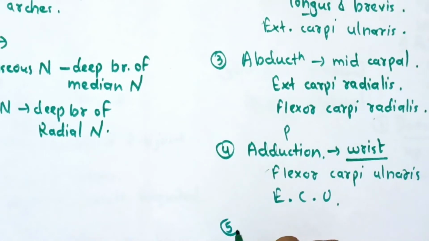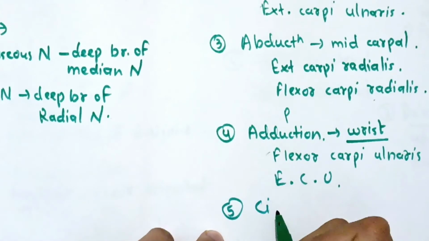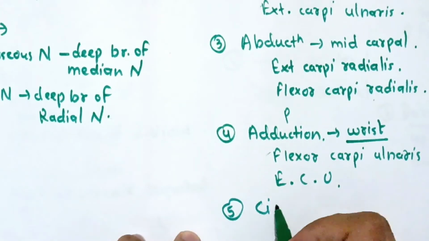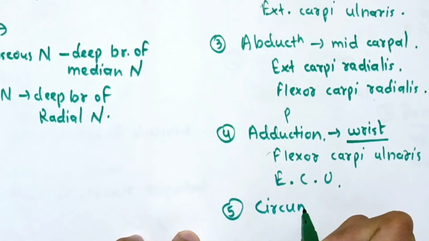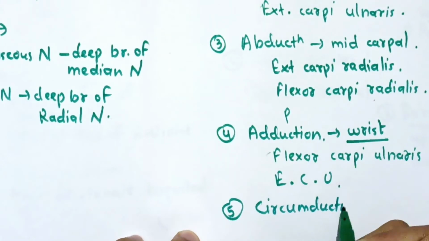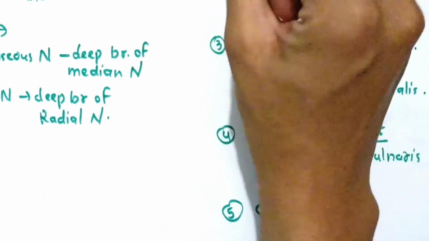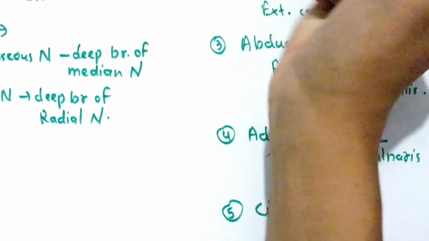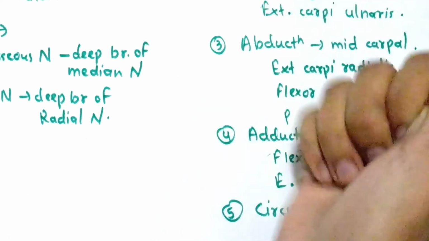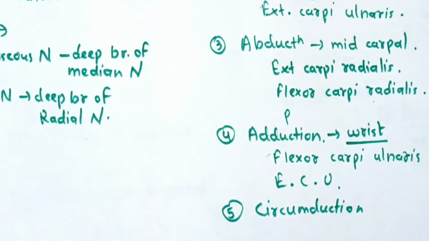And then fifth and last we have the circumduction, which is a combination of all four movements. Circumduction is when we move our wrist in a circular motion. So this is the combination of all these movements.